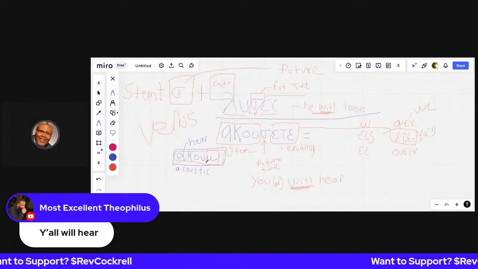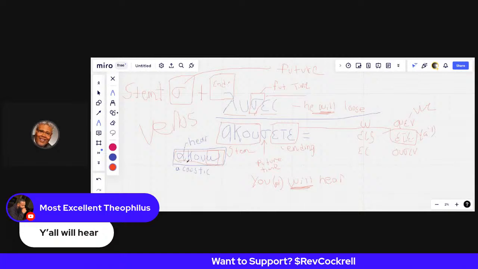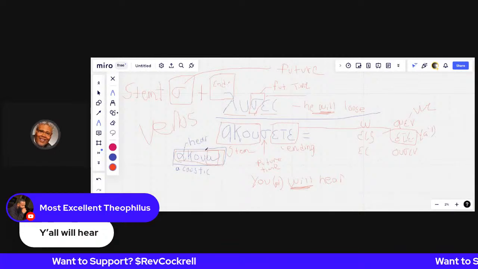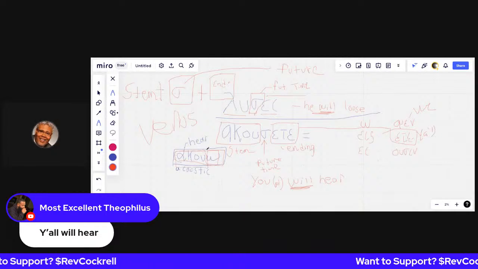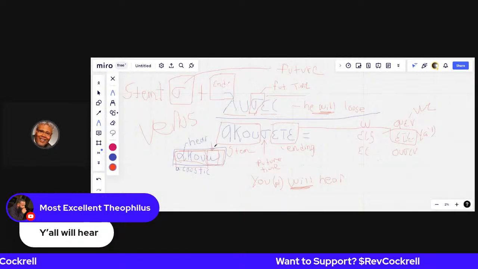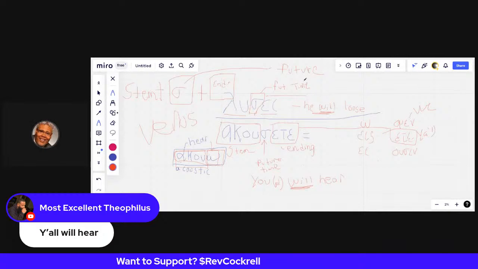So you will never find akusete in the dictionary. You're always going to find akuo. And so once you know this is your stem, you know aku is my stem. This is just my ending. If there's anything in between this, you know, boom, it's future tense.